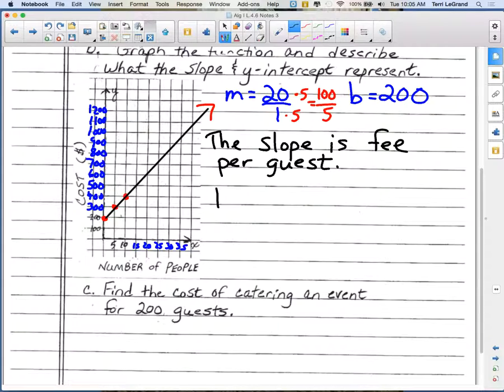Okay, the y-intercept is, well, our y-intercept is 200. So what is that 200? Base fee. Yeah, it's like the startup fee or the base fee. It's a one-time thing that you have to pay, but oftentimes that's what you have to do. You have to pay something just for them to do it, to have their services, and then there will be other costs.